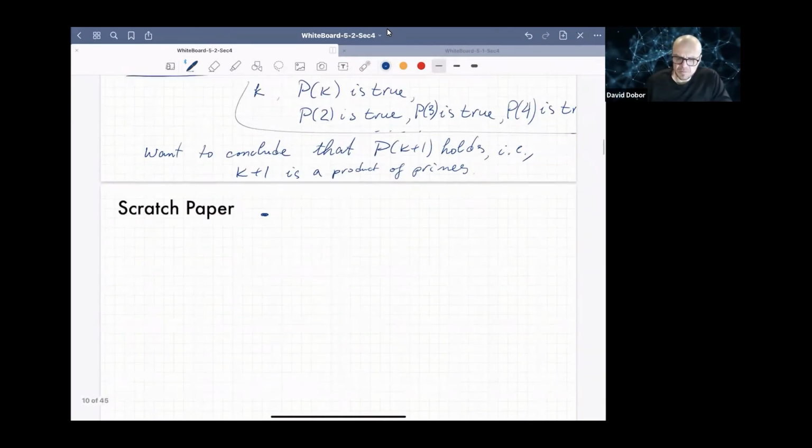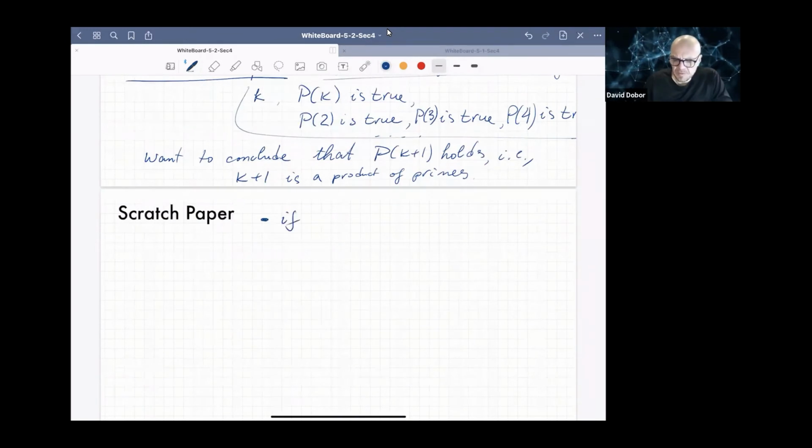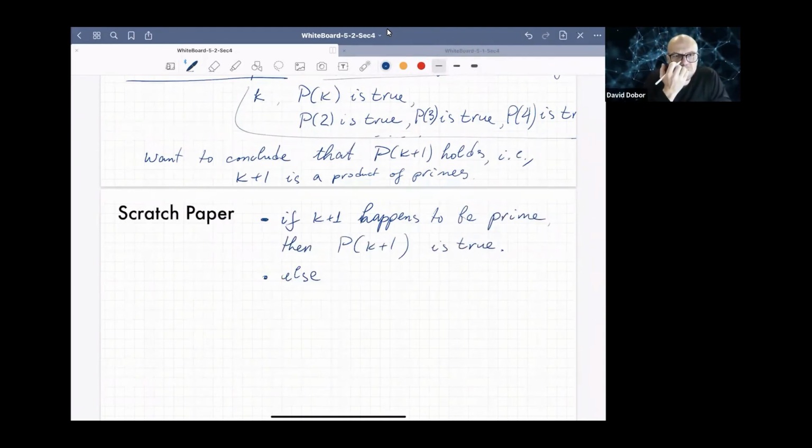Okay, case one, if k plus 1 happens to be prime, I really have two cases: k plus 1 is prime and k plus 1 is not prime. There's no other. That was also okay. So that's roughly the idea that was suggested. So let's just write it out.